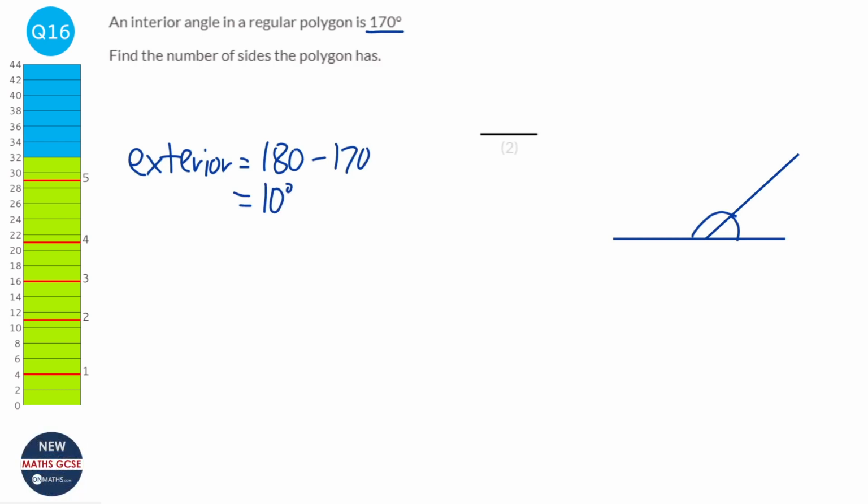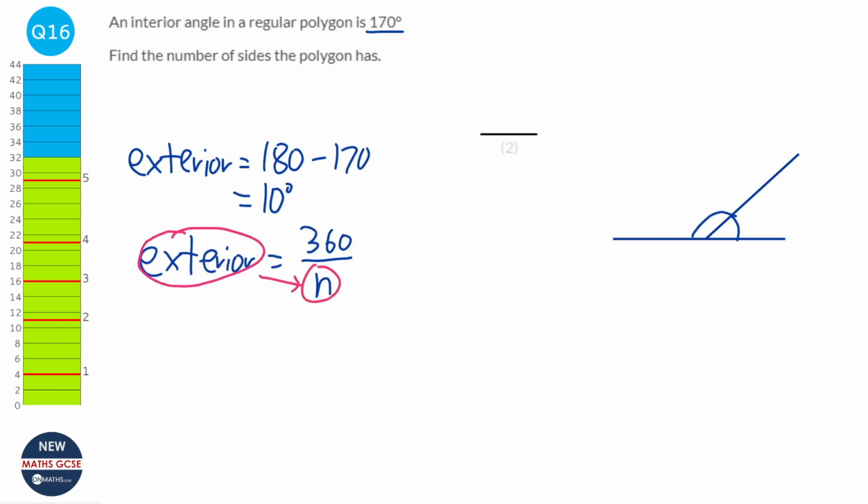So we've already done a different formula for exterior angle, which is 360 divided by n. And something we can do is we can just swap these two things around. And so we can make the formula that n equals 360 divided by the exterior angle.